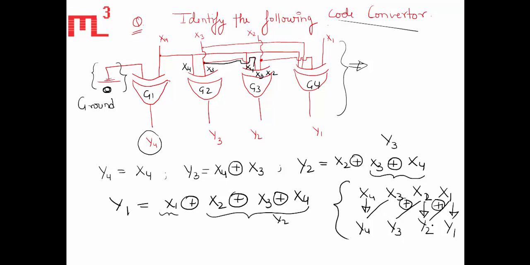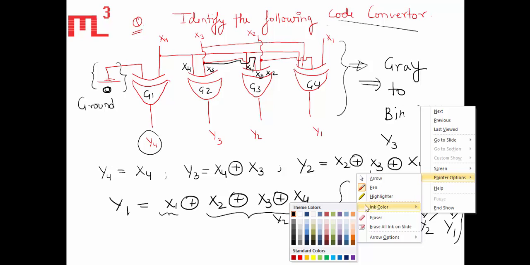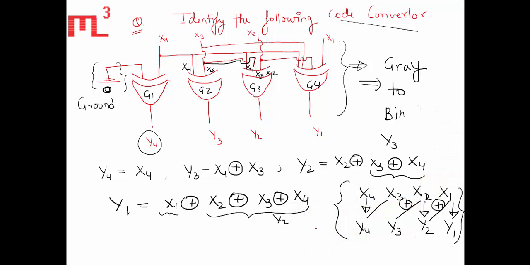And from this simple equation, you can tell that this is nothing but your gray to binary converter. Your gray to binary converter. Let me change the ink option, it is creating some problem. Okay, so it is nothing but your gray to binary converter. This question has already been asked in a previous year GATE question.